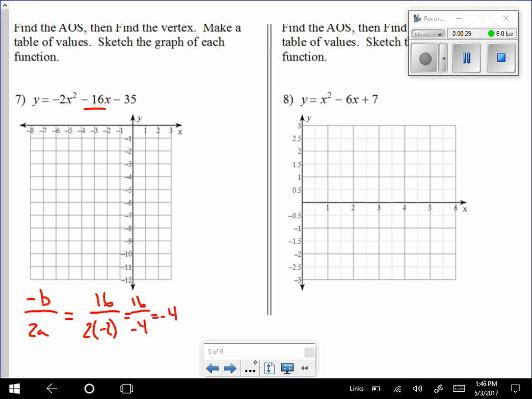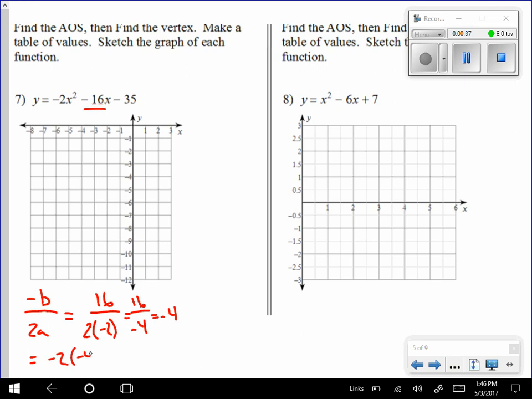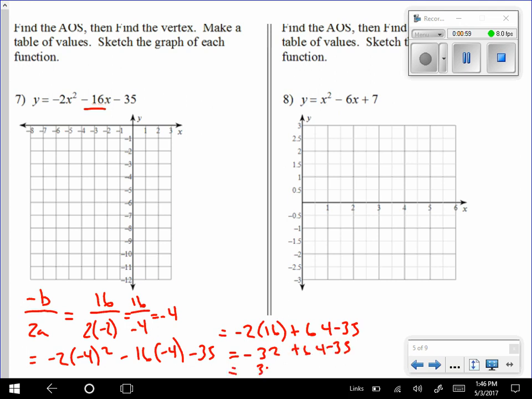Now to figure out our y value, we're going to have to plug our negative 4 into this function here. So negative 2 times negative 4 squared minus 16 times negative 4 minus 35. So we'd have negative 2 times 16 plus 64 minus 35, which would give us negative 32 plus 64 minus 35, or 32 minus 35, which would be negative 3. So our vertex is at negative 4, negative 3.